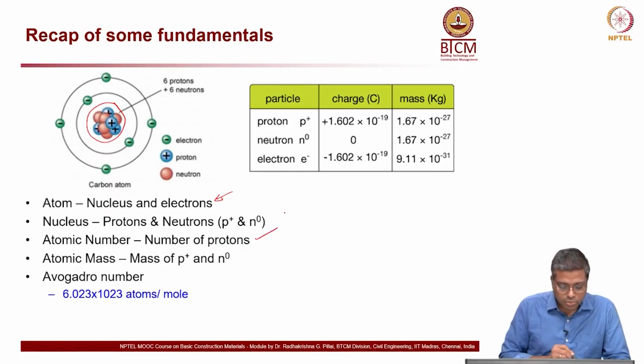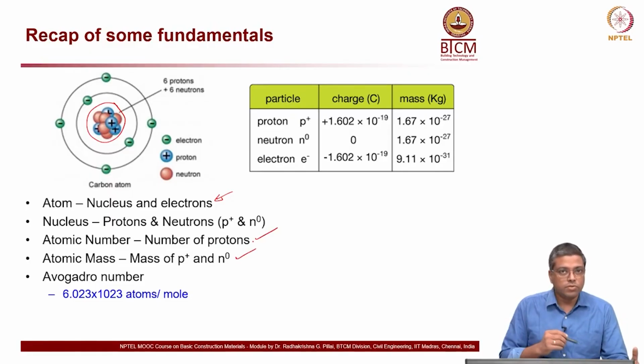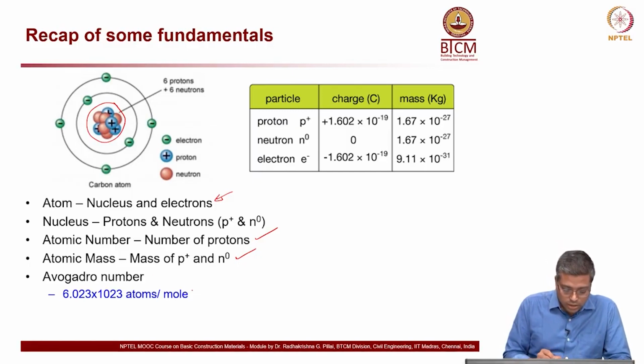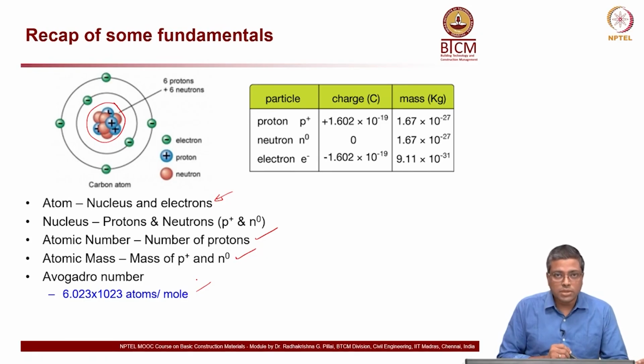What is atomic number? It is basically the number of protons. Atomic mass is the mass of protons and neutrons. And then also the Avogadro number, which indicates the number of atoms present in 1 mole of, if it is electrons, the same thing.